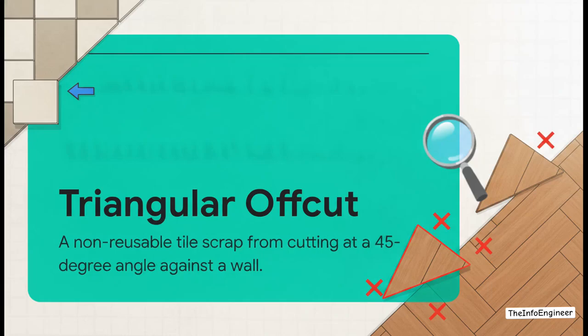So why exactly does herringbone eat up so much material? Well, it all comes down to the angles. In a straight lay, you get these nice rectangular offcuts that you can easily just reuse on the other side of the room. But in a herringbone pattern, your tiles sit at a 45-degree angle to the walls. When you cut that tile to sit flush against the wall, you create what's called a triangular offcut. This is a non-reusable scrap. Because you cut it at a 45-degree angle, you can almost never reuse it without cutting it down again into an even smaller, totally useless piece.